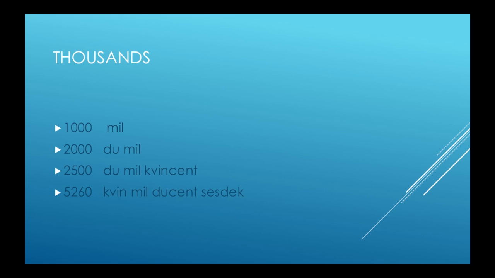5,260, kvin mil ducent sesdek. If you have 10,000, you have dek mil as two different words. Kvindek mil okcent dek. 100,000, cent mil. The reason mil has to be separate from everything else is because you can count all the way up to 999,000. So if you have all that put together in one word, it's a really long word.